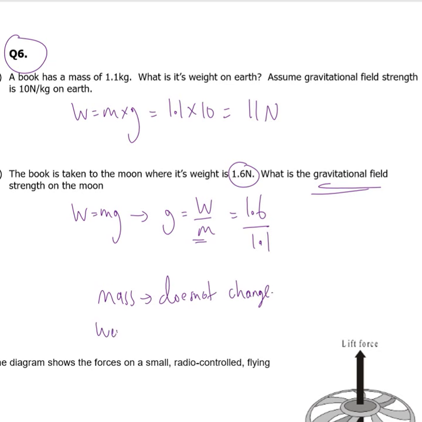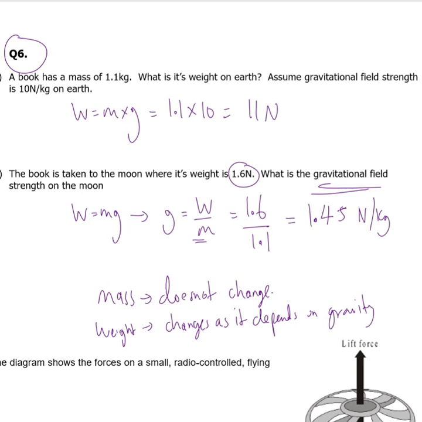Okay, weight changes as it depends on gravity. So therefore the answer is 1.45 Newton per kg. Now why is it Newton per kg? Because weight is Newton, mass is kg, so therefore I have this one, and this is the full working out.